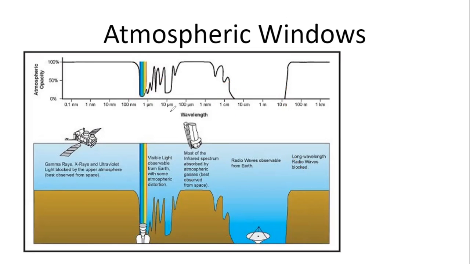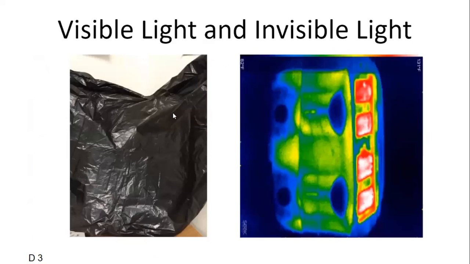So atmospheric windows are these areas where the atmosphere is transparent to certain wavelengths. So it totally blocks out waves of this size, totally blocks out waves of this size, but allows these through. So we can do visible and radio astronomy at Earth's surface. We can't do the rest of them. And infrared is really important. It would be really cool if we could see in infrared, but we can't.